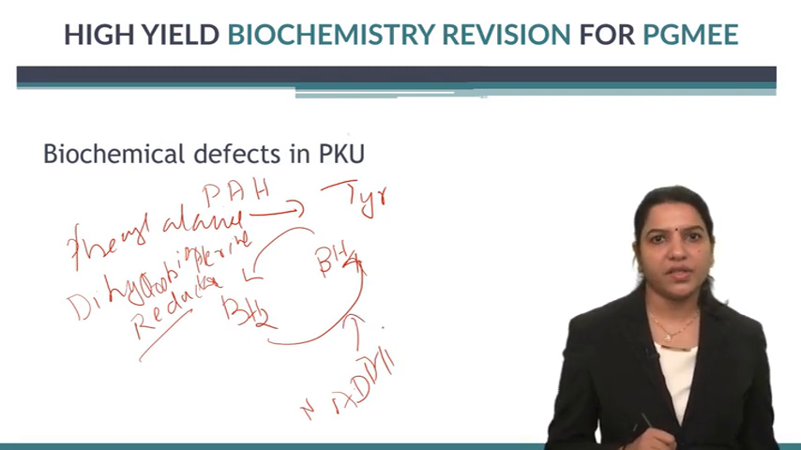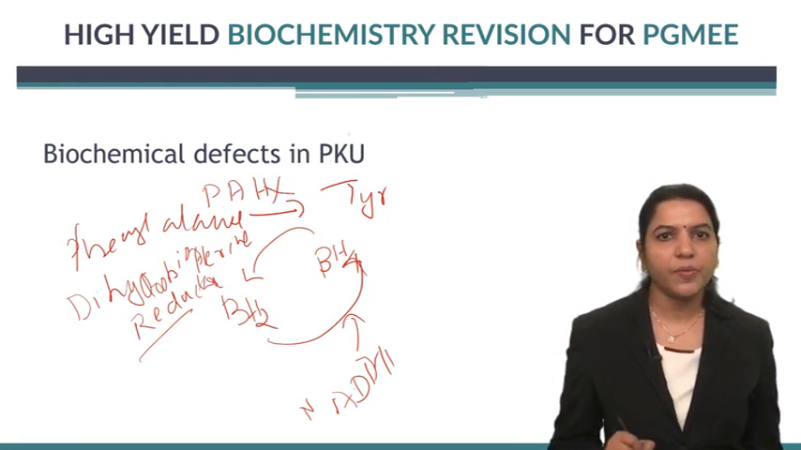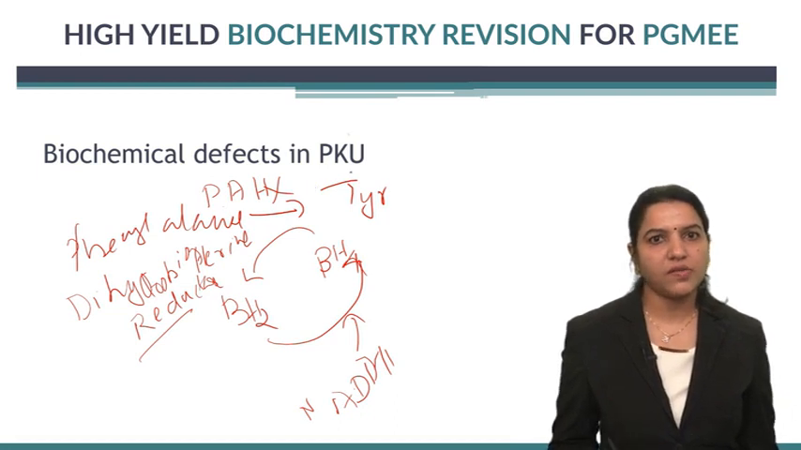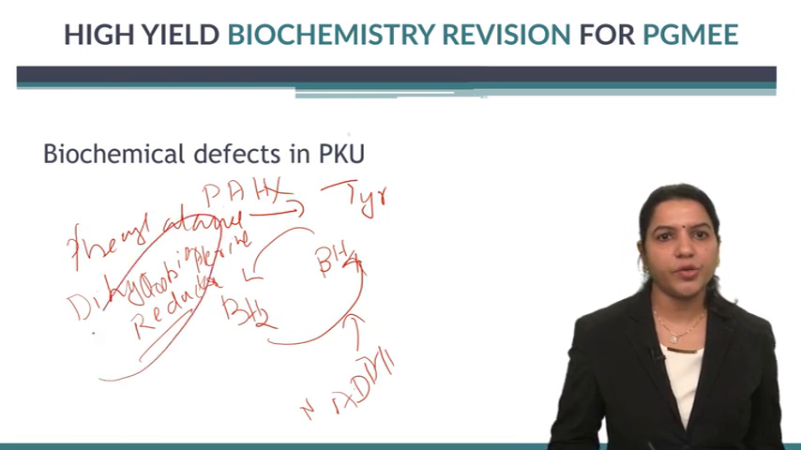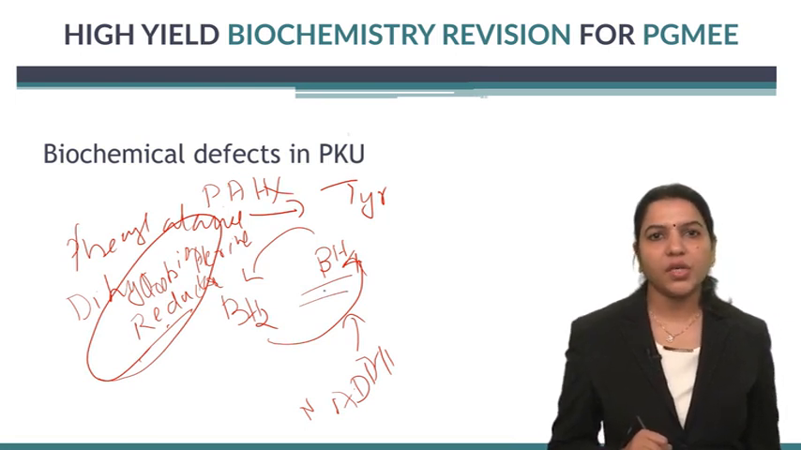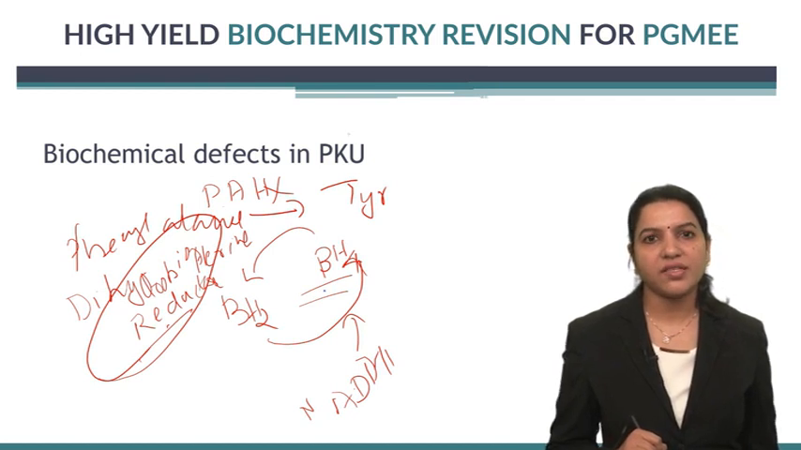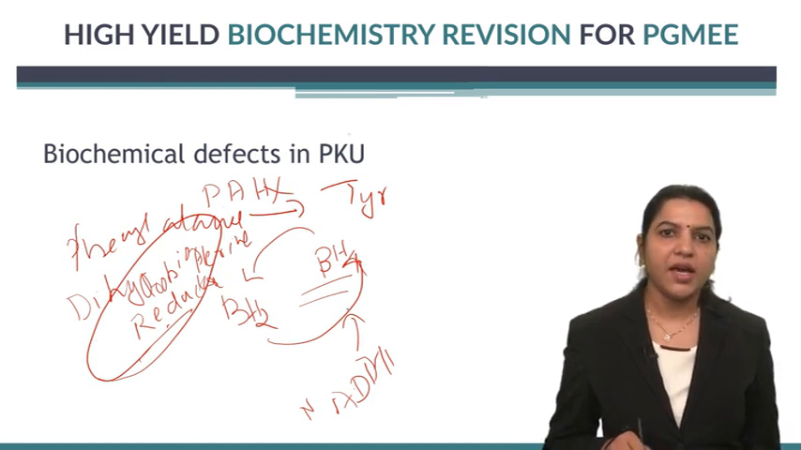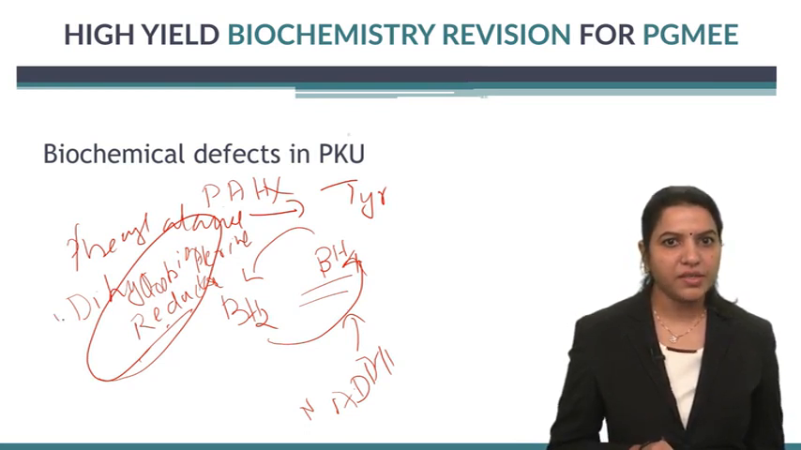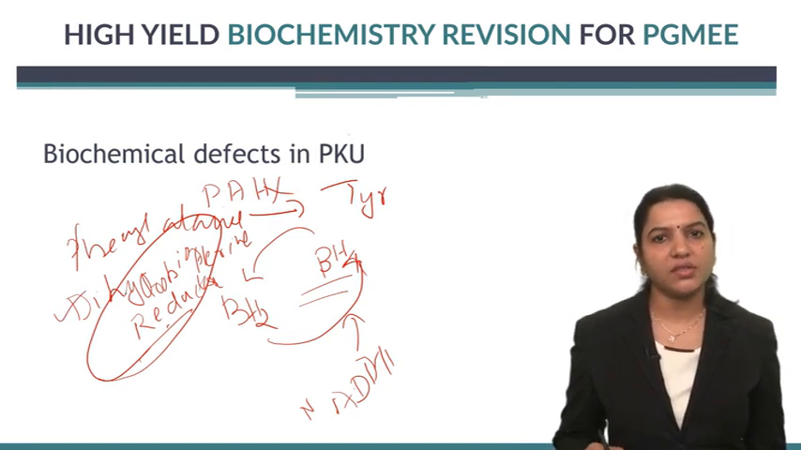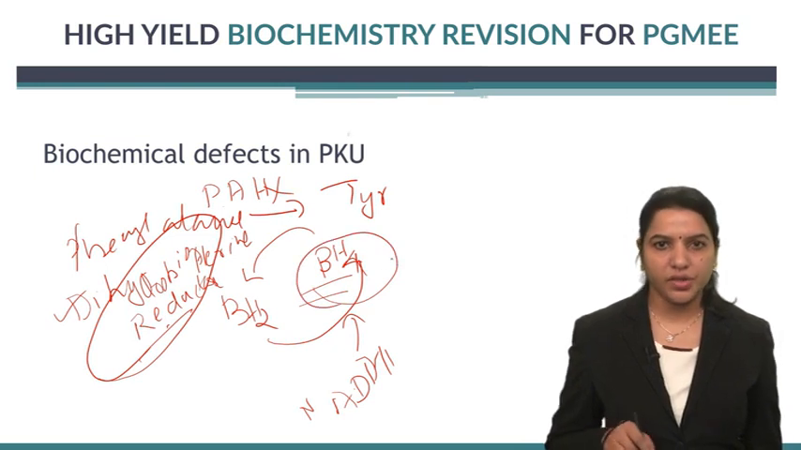So what are the biochemical defects that can cause PKU? One, a defect in phenylalanine hydroxylase causes the classic PKU. Then the non-classic PKUs have many causes, but the main important cause is dihydrobiopterin reductase deficiency, which causes a defect in this cofactor. So classic PKU is due to a defect in phenylalanine hydroxylase, and non-classic PKU is due to a defect in dihydrobiopterin reductase, or in other words, a defect in the synthesis of this cofactor, tetrahydrobiopterin.